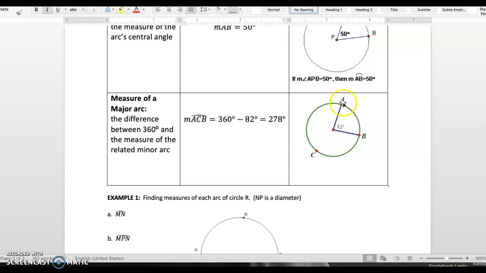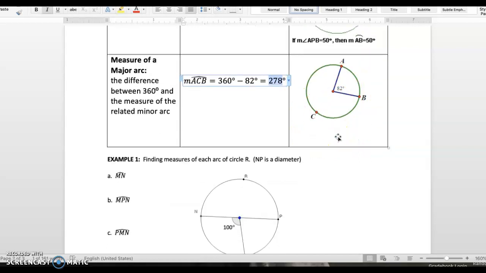Now, if I want to know what ACB is, so the rest of the circle, what you do is take 360, because that's how many degrees there are in a circle, and subtract 82 from it. So 360 minus 82 is 278 degrees. So to figure out the major arc when you are given a minor arc or minor central angle, you would just say 360 minus 82. And this is going to be the situation you would be given to find a major arc.